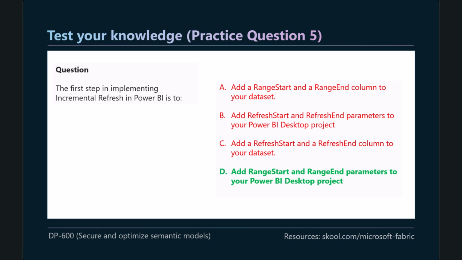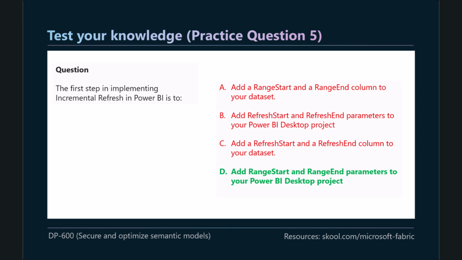Now, as we mentioned previously, range start and range end, they're reserved keywords when we're talking about parameters. So you do need to specify when you're adding in these parameters, should be range start and range end. Answers A and C talk about adding columns to your data set. That's not going to do anything, or at least anything useful when it comes to incremental refresh. We need those as parameters because we're going to use those to filter the date column in the table that you're interested in. So we're going to use those parameters to filter that table.